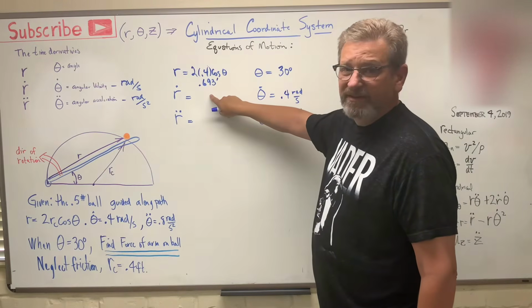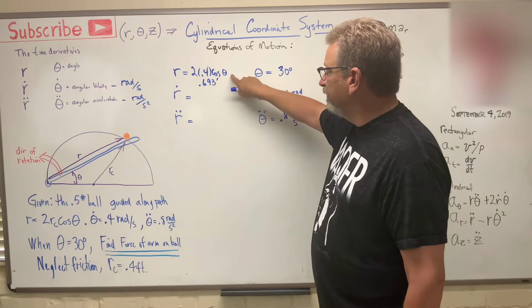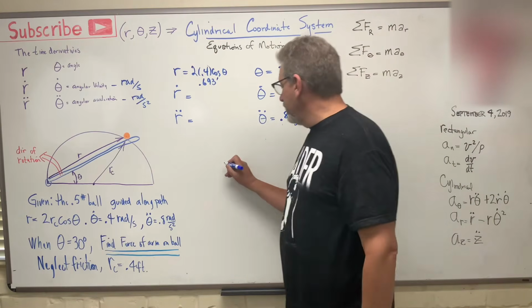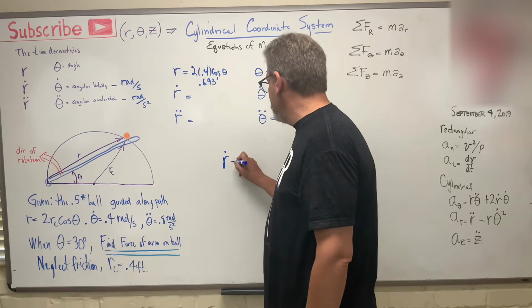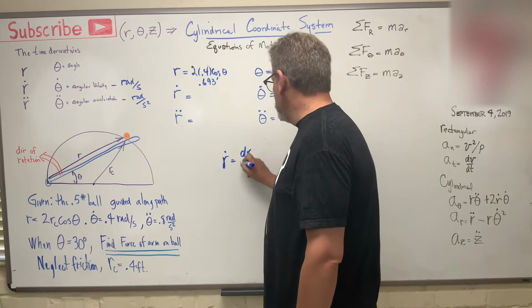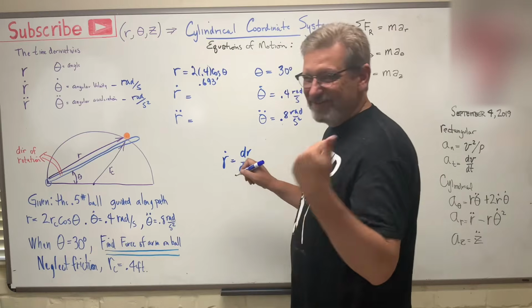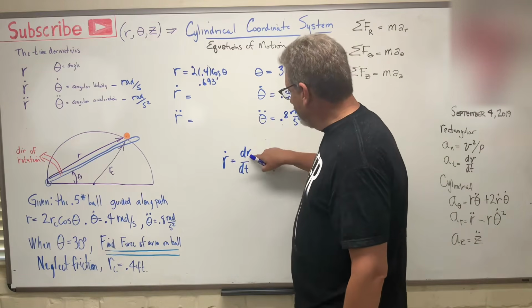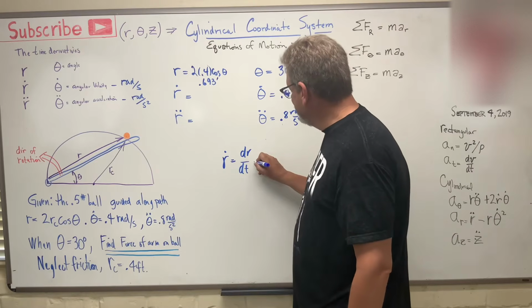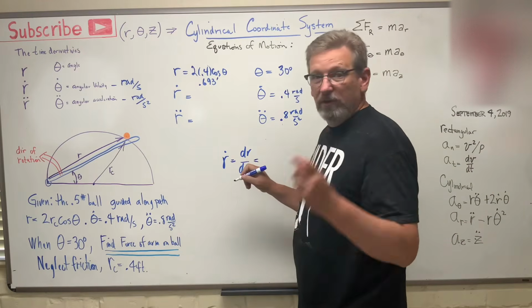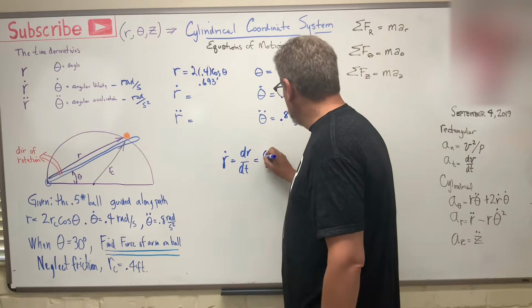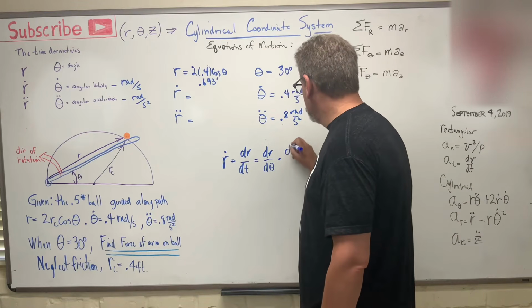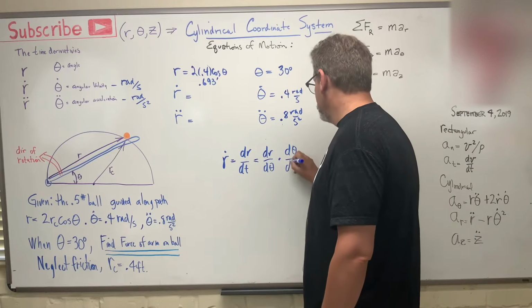We're going to do that by taking the derivative of this. So r dot is a little bit harder to calculate here. r dot is equal to dr dt. I think just a second ago I said d theta dt, but it's dr dt. It's how the radius changes with respect to time, which is equal to, according to the chain rule, dr d theta times d theta dt.